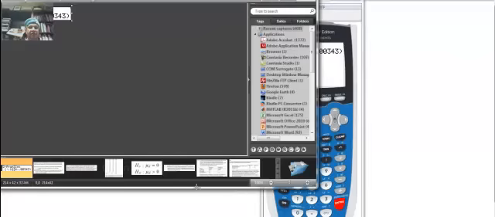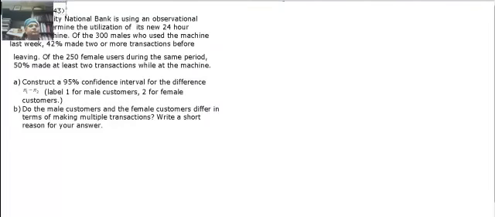So if we look at this, this is a negative sign. And for this one, it asks: do the male and female customers differ in terms of making multiple transactions? Even though the interval barely contains zero, we always give the null the benefit of the doubt, right? So what we would say is, no, they do not differ. Why do they not differ? Because zero is contained in the interval, right? Are we all comfortable on this?